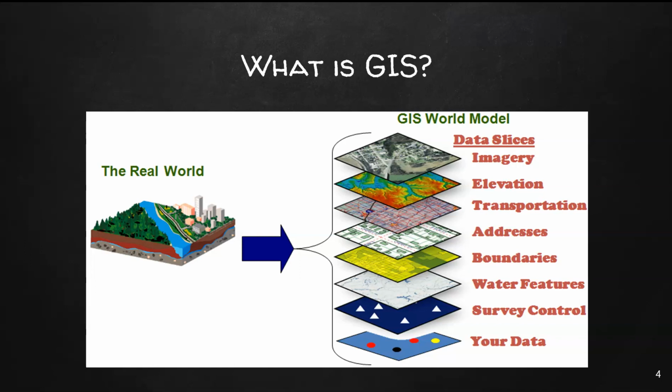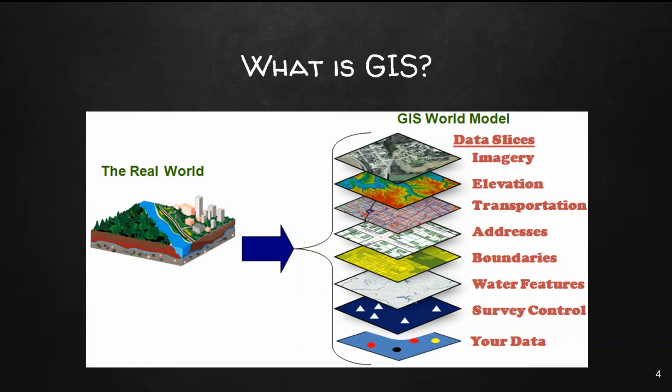So GIS conceptualizes the world as a set of these layers, and the layers are the mechanism that we use to display the GIS data in our GIS software. So each layer has a theme, as I just went through. For example, imagery, elevation, transportation. These are all called themes or layers. So GIS makes it possible then to integrate the data from all these different sources to answer questions.